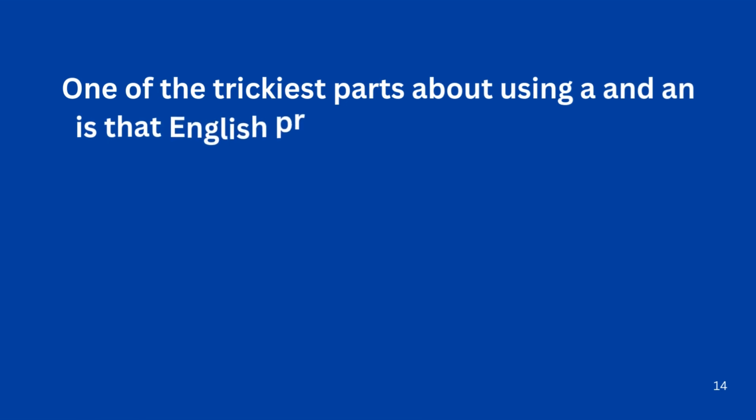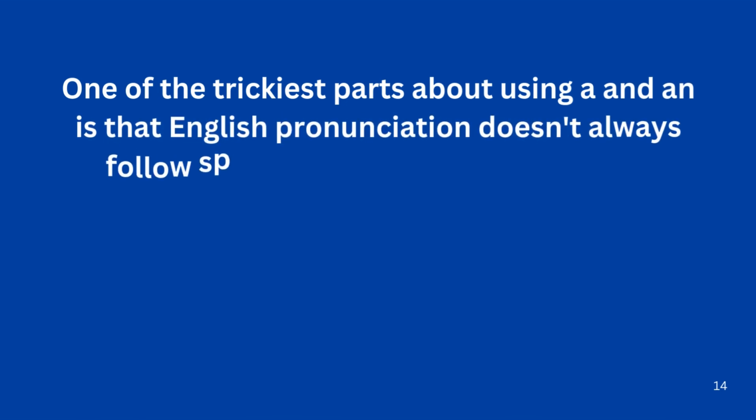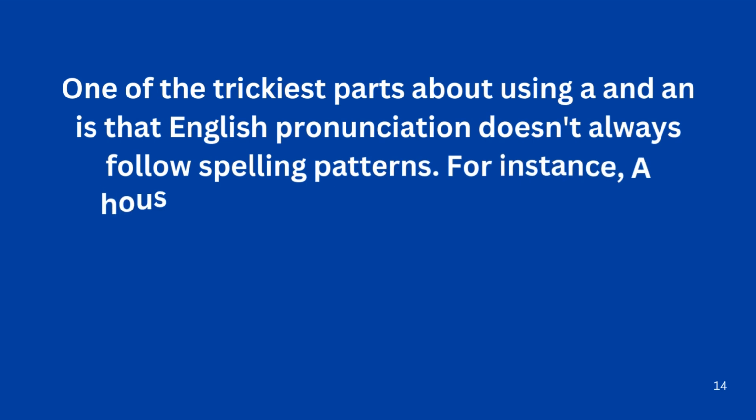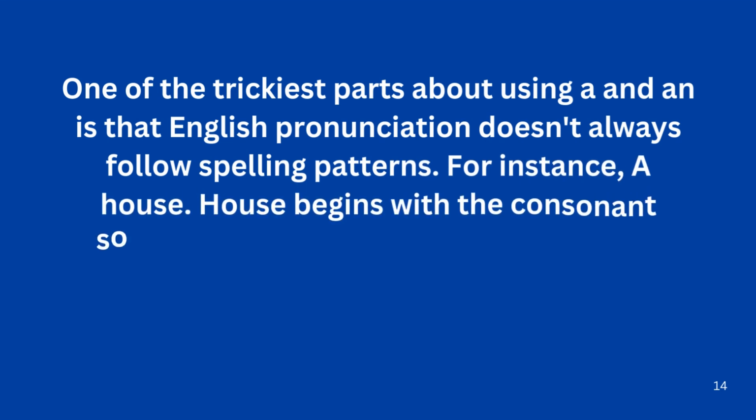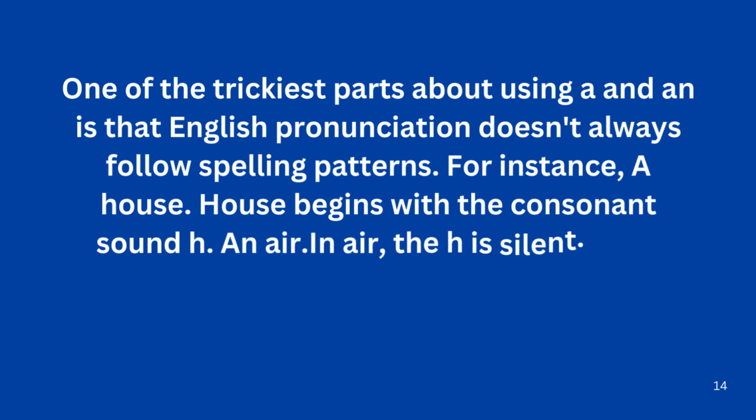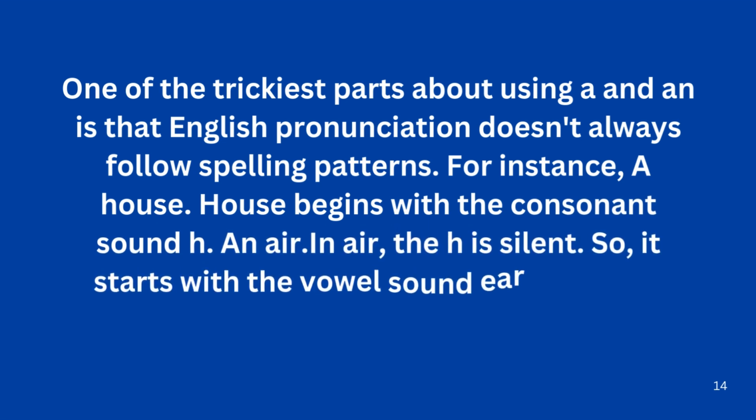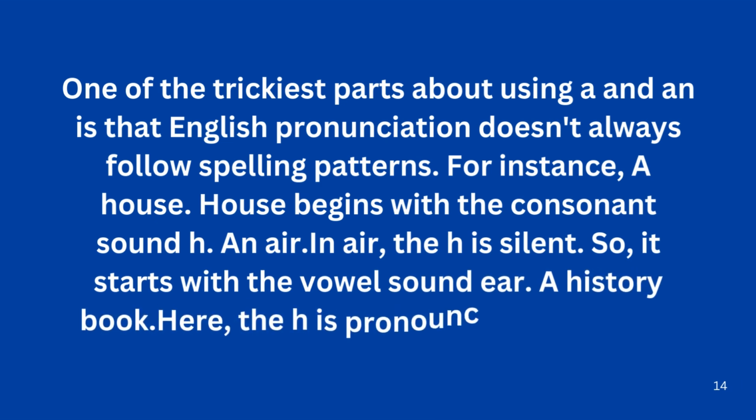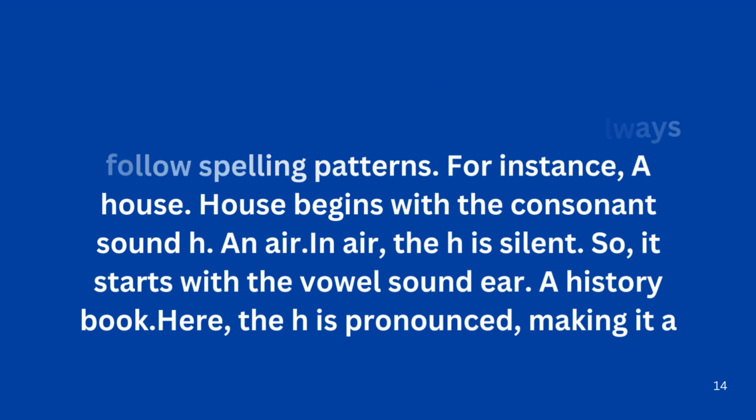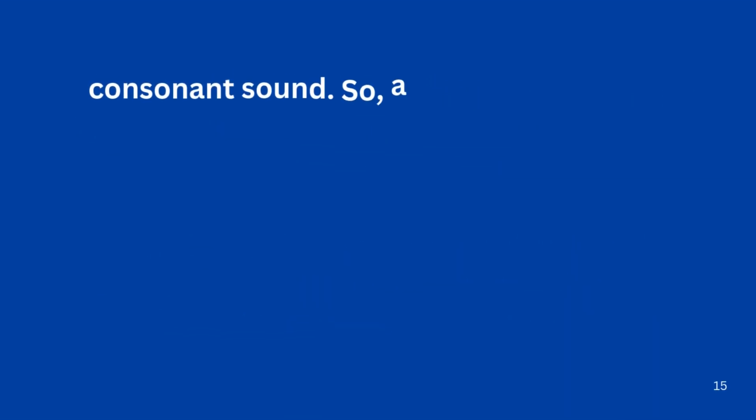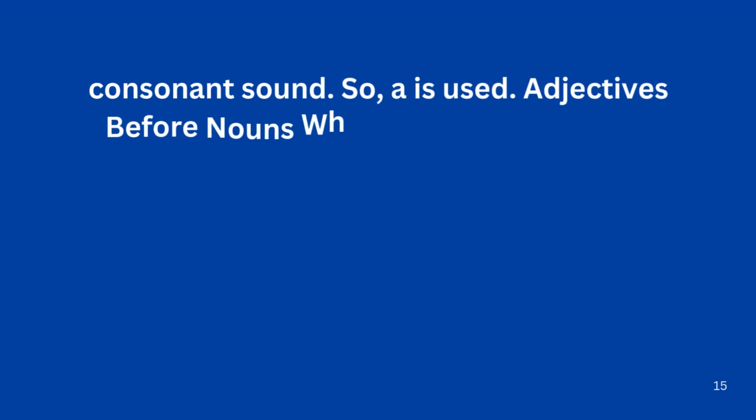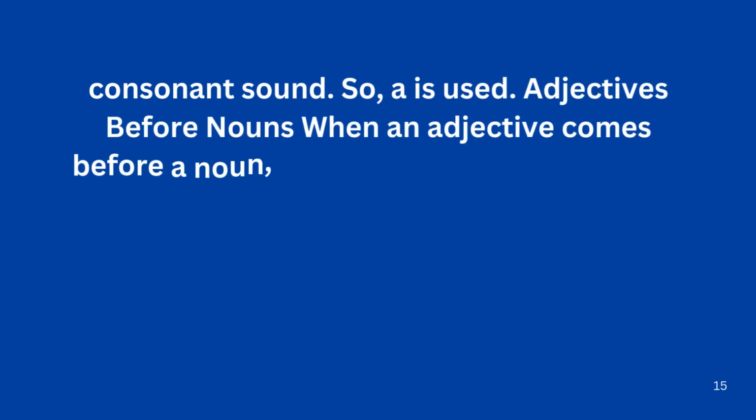One of the trickiest parts about using a and an is that English pronunciation doesn't always follow spelling patterns. For instance, a house. House begins with a consonant sound, H. An heir. In heir, the H is silent, so it starts with the vowel sound, air. A history book. Here, the H is pronounced, making it a consonant sound, so a is used.